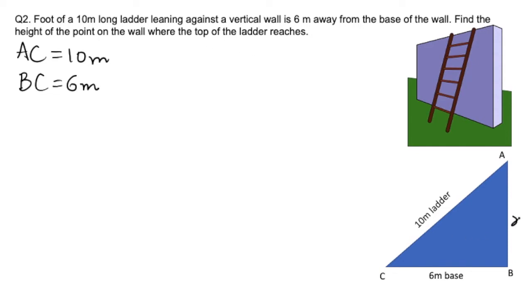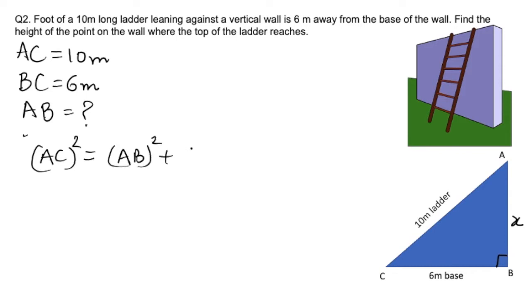We are supposed to find the height of the point on the wall where the top of the ladder reaches. That means AB जो distance है वो x हम suppose कर लेते हैं. We are supposed to find what is the length of AB. So again, in this case also it is a right angle triangle. So in triangle ABC, let us apply the Pythagoras theorem. According to Pythagoras theorem, hypotenuse square, that means AC square in this case, will be equal to the sum of the other sides, that is AB square plus BC square.